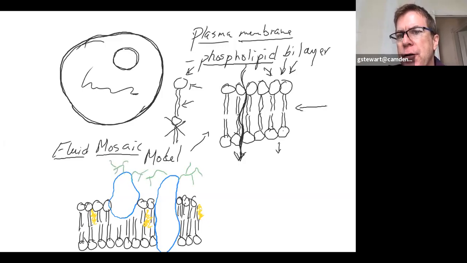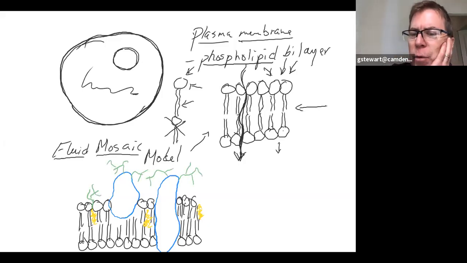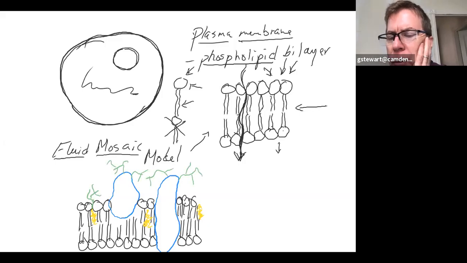Carbohydrates, sugars. Sometimes there's glyco, which means sugar. So these would be glycoproteins that I've drawn. And then glycolipids, if there's carbs attached to these molecules of cholesterol. That's really what the cell plasma membrane looks like.